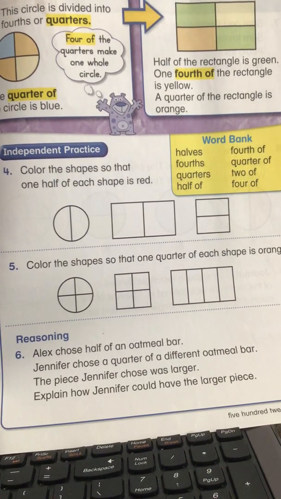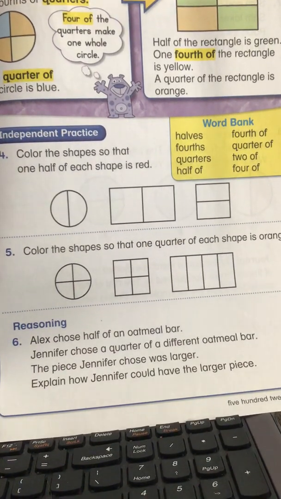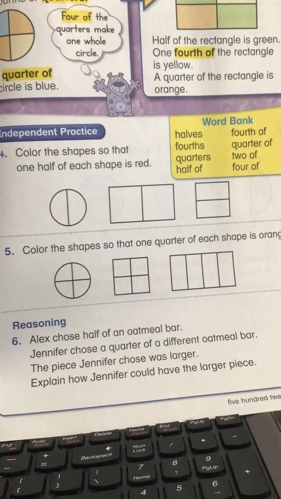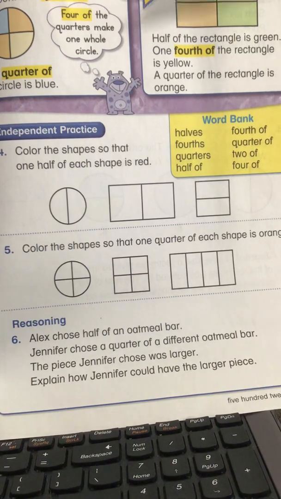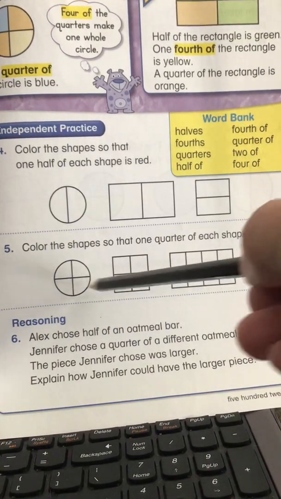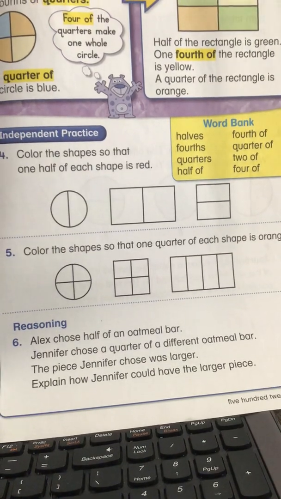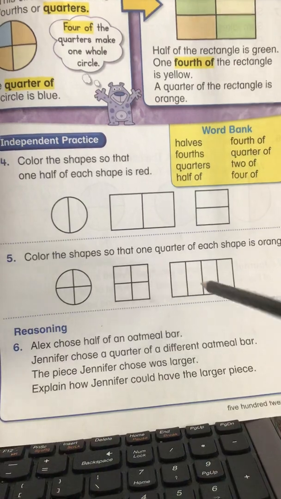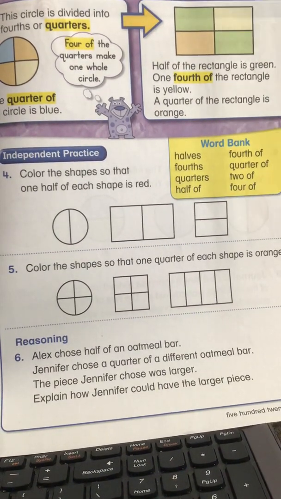Number 5, color the shapes so that 1/4 of each shape is orange. 1/4 means 4 equal parts, and you are only coloring 1 of them. So each one has 4 parts that are equal. Pick out 1 of them to color. It doesn't matter which part you color, but only color 1 part out of each shape.